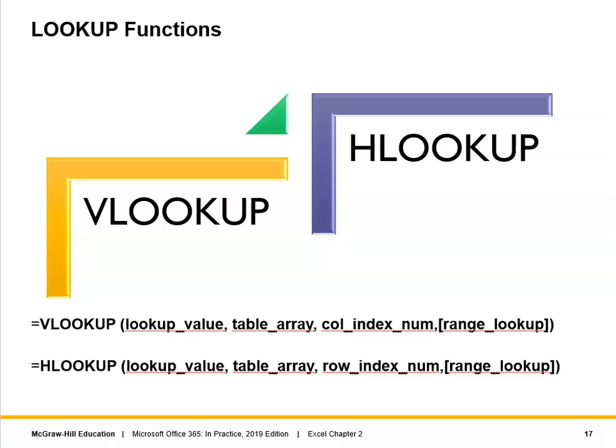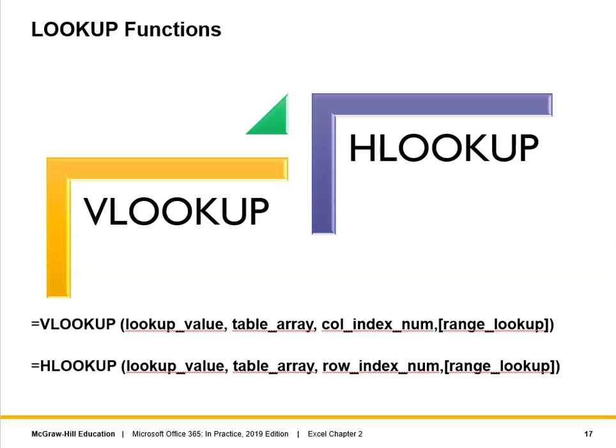It is good practice to name the range so that its reference is absolute. The col_index_num sets which column in the table array contains the data to display in the result. This means column index number. The columns are counted from the left to the right.